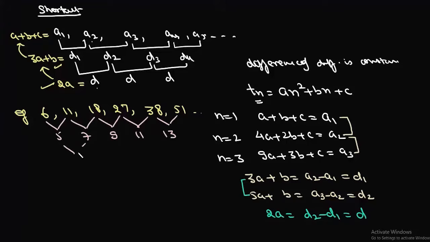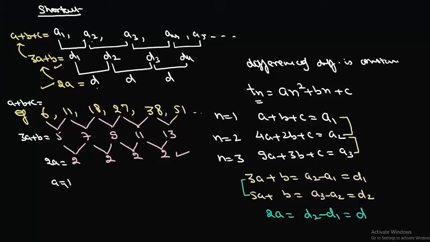Now if we take the difference, this is 2, this is 2, this is 2, and this is 2, which means the difference of difference is constant. Now we'll use the shortcut directly. Now this is 2a, this is 3a plus b, and this is a plus b plus c.